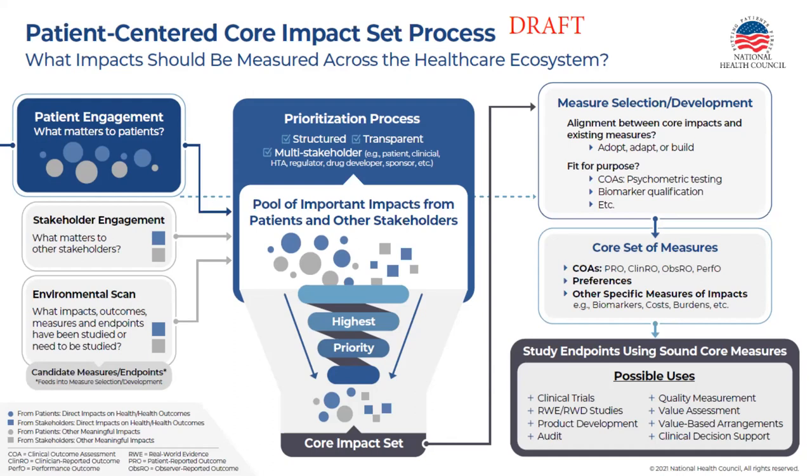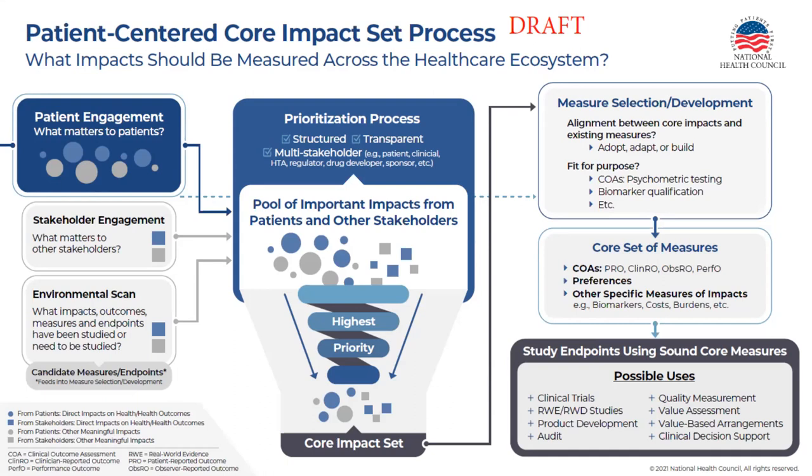But notice that what patients told us at the beginning was important to them always carries through. We never lose what patients told us. It simply gets prioritized with the other things, but we don't have those things drop out. We carry them forward because that's a very important aspect of capturing the patient's voice. And then we use this core impact set for many possible uses: clinical trials, real world studies, product development, quality and auditing, regulatory decision-making. And we figure out, by taking this core impact set, what are the right measures that we should be using, and potentially the core set of measures and endpoints that we would be using in these studies.